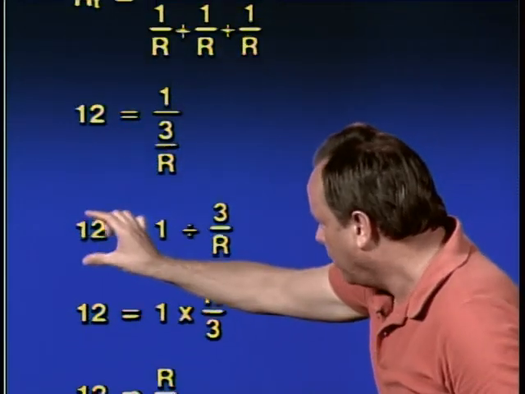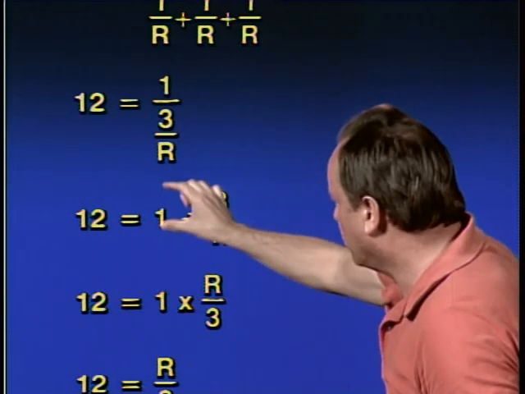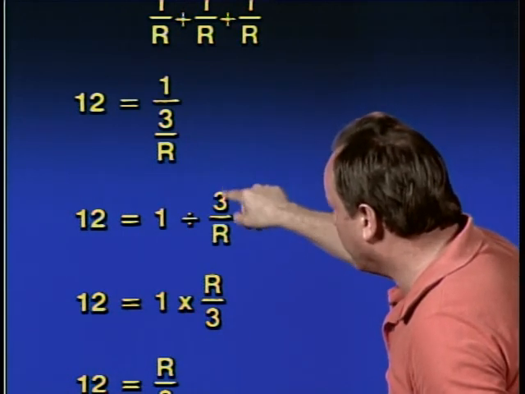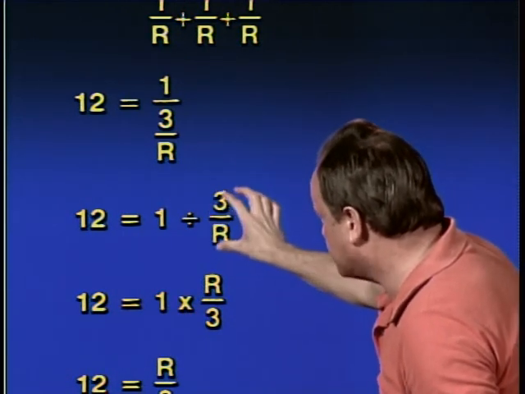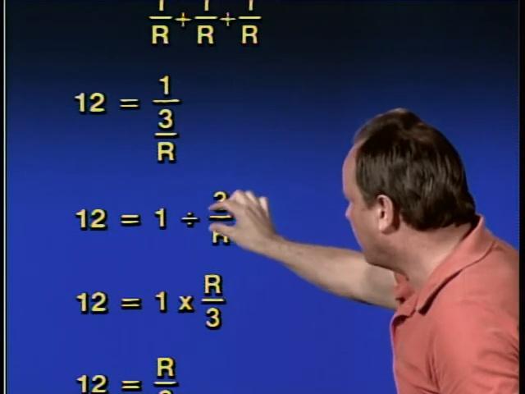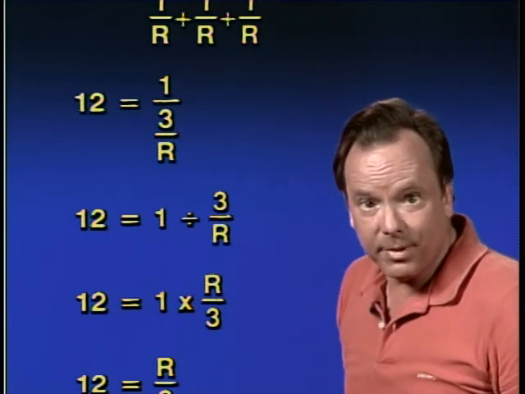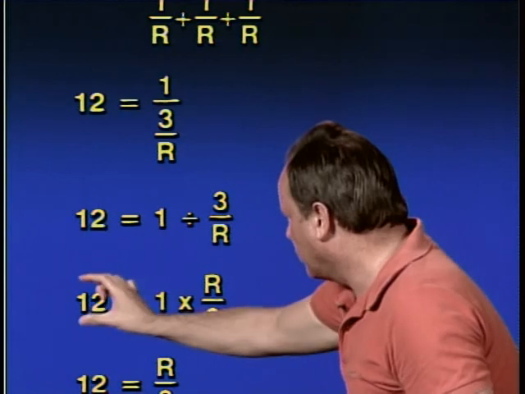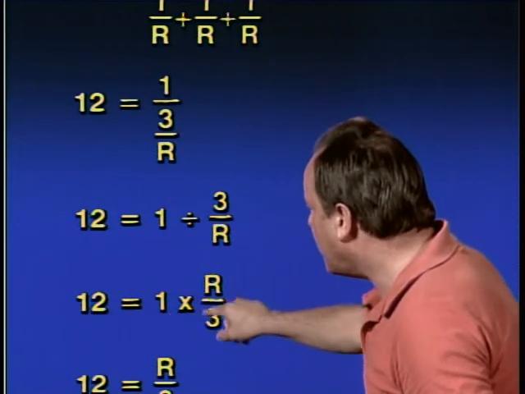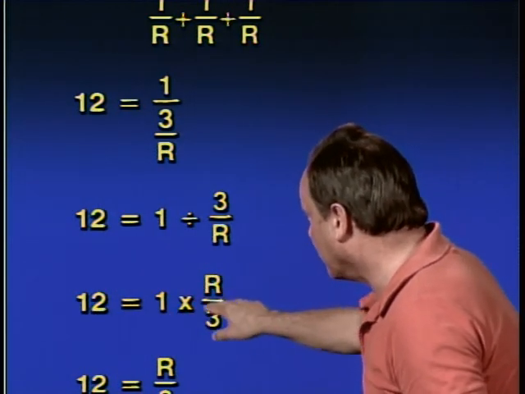Now we can simplify that expression just a little bit. The 12 ohms total resistance is equal to 1 divided by 3 over the individual resistances. Now we want to get rid of the division sign. All we have to do is flip-flop that fraction, as you know. So that total resistance is equal to 1 times the individual resistances divided by 3.